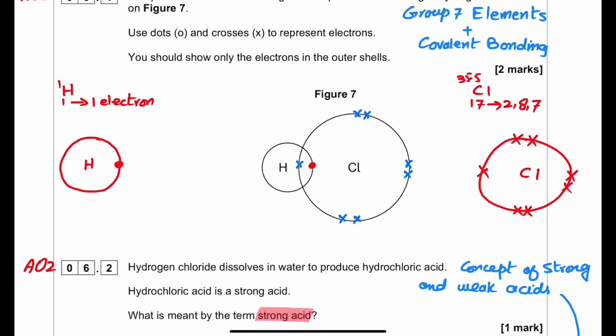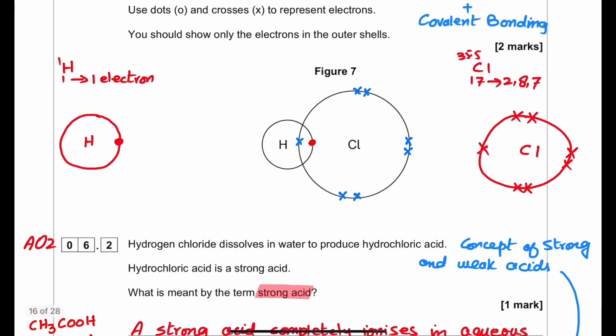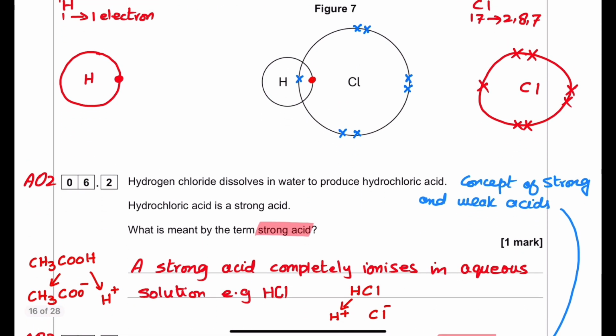This question is from the concept of the strong and weak acids. Let's see the model answer. A strong acid is an acid which completely ionizes in the aqueous solution, like HCl. When HCl is dissolved in water, it splits up into H plus and Cl negative fully.